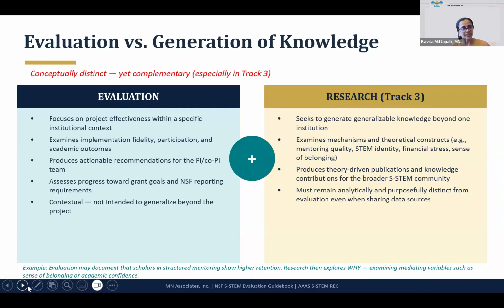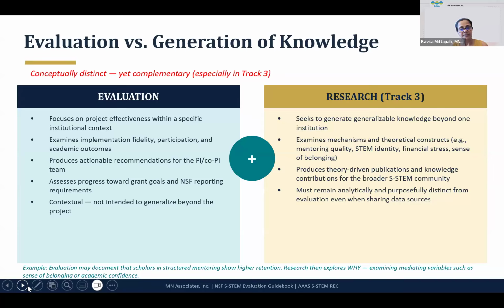All right. So essentially, evaluation and generation of knowledge are conceptually distinct, yet they're complementary, right? Especially in track 3. So research, again, seeks to generate generalizable knowledge. It examines the mechanisms and the theoretical constructs, such as the evidence-based practices, like EBPs, like STEM identity, sense of belonging or sense of care, financial stress, and produces theory-driven publications and dissemination mechanisms.